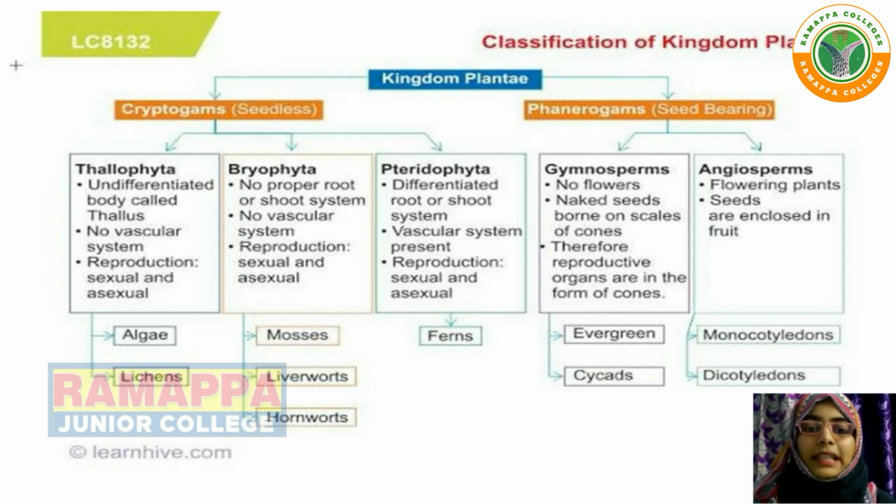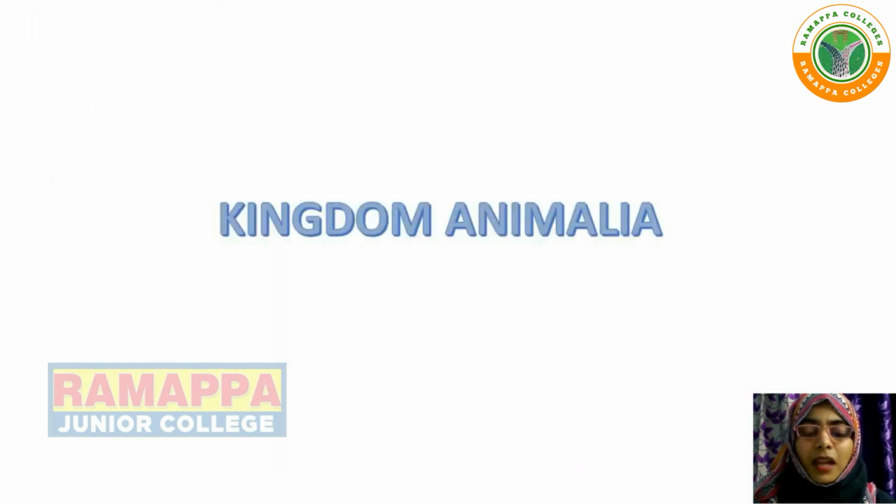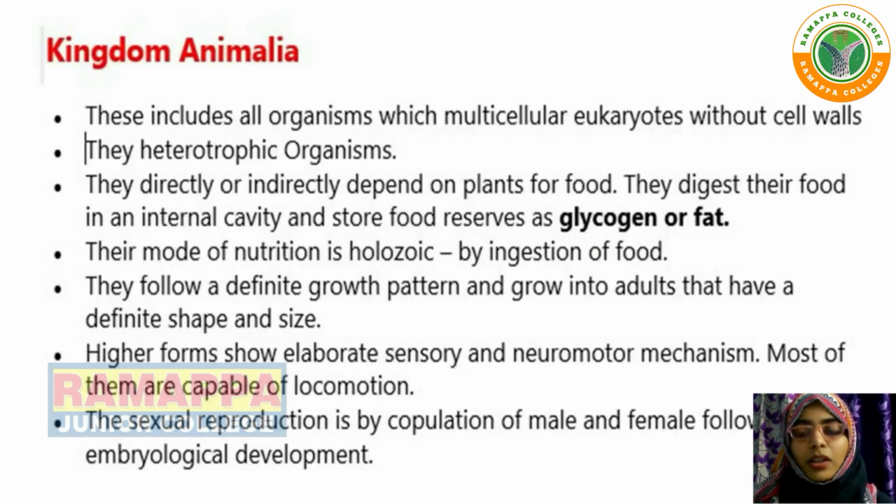Okay, so in the next slide we can see about kingdom Animalia. What is Animalia? Kingdom Animalia includes all the multicellular eukaryotic cells without a cell wall. They are heterotrophic. Of course, all animals are heterotrophic in nature, that is, they depend on other organisms for food purposes. They cannot directly prepare their food.